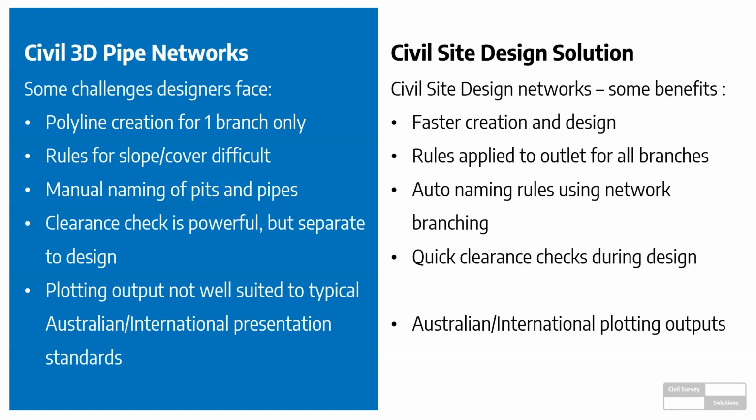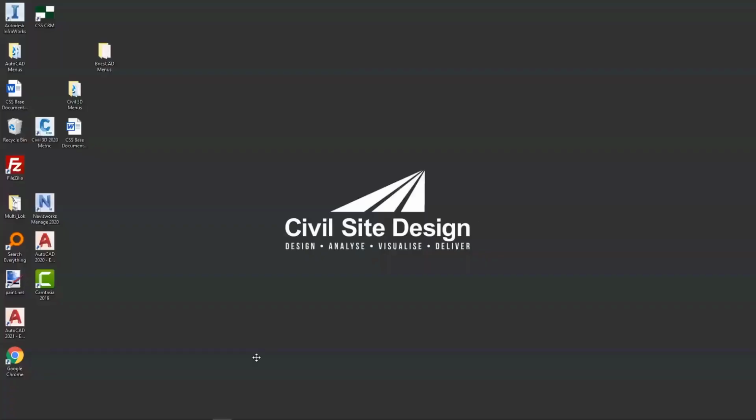Clearance checks are powerful, but they're an out-of-phase process while you're designing. You have to run a tool to check it. And a lot of customers find the plotting output could be a lot better geared to Australian presentation standards. And that's really where civil site design has its power. It's fast, the rules get applied for clearance, for cover and drop, auto naming, and then outputs really are central to what we typically show in Australia. So without any further ado, I'm going to show you what we've done with civil site design. Just give me a second while I flick over.